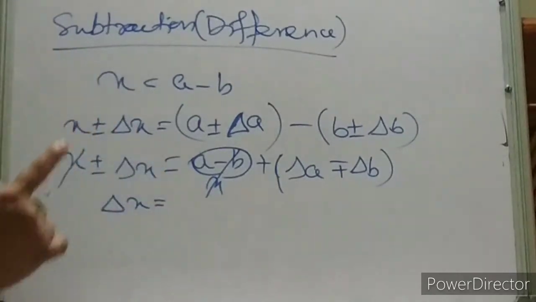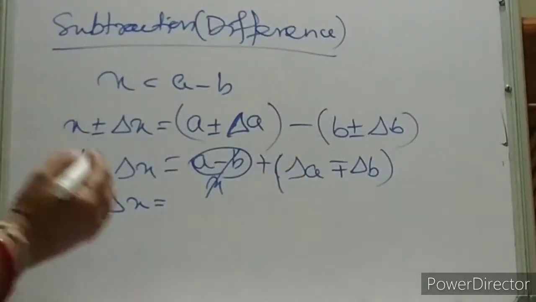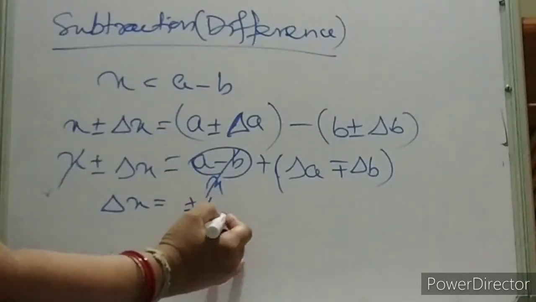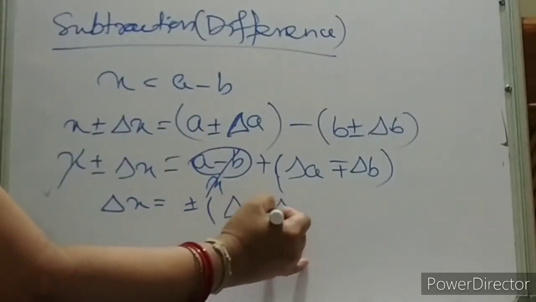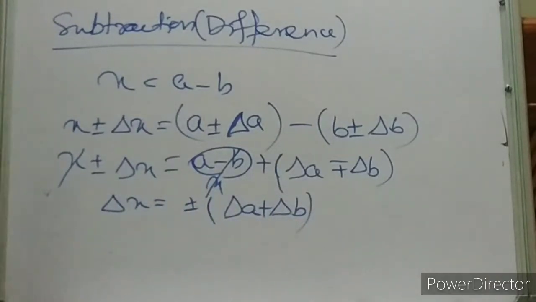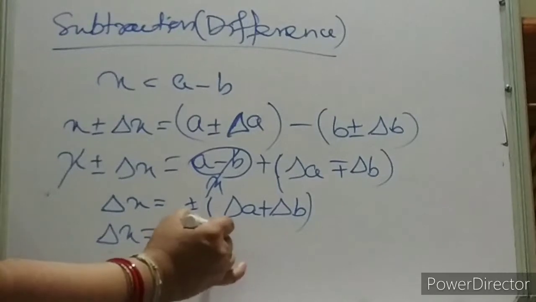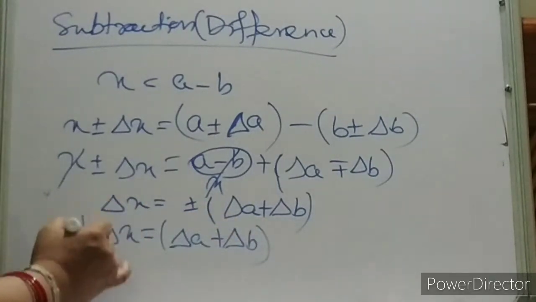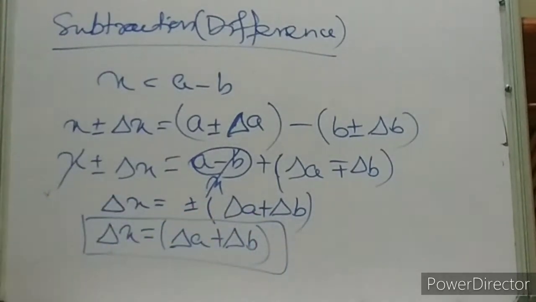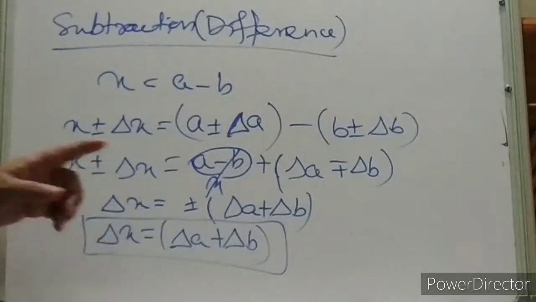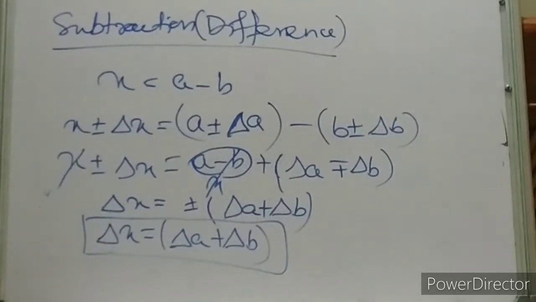See children, again it is addition. So delta x will be, you can write, plus minus delta a plus delta b. So maximum possible error will be delta a plus delta b, again in the case of difference. Okay, is it clear, children? Again in the case of difference, delta x will be delta a plus delta b.